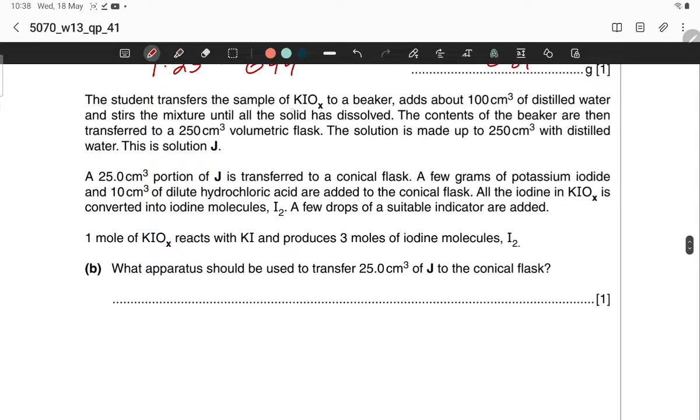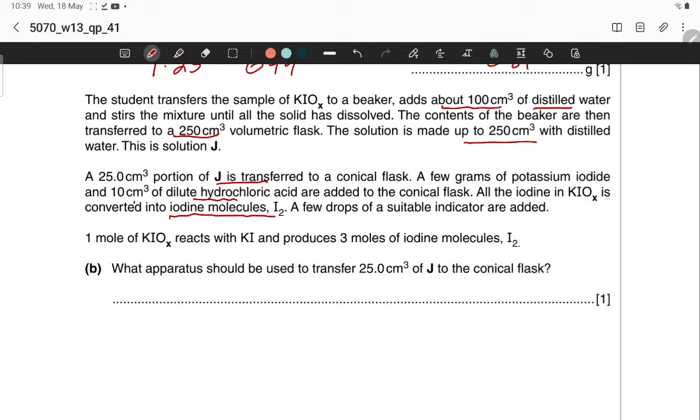The student transferred the sample of KIO_x to a beaker with about 100 cm³ of distilled water and stirred the mixture until all the solid has dissolved. The contents of the beaker are then transferred to a 250 cm³ volumetric flask. The solution is made up to 250 cm³ with distilled water. This is solution J. A 25 cm³ portion of J is transferred to a conical flask. A few grams of potassium iodide and 10 cm³ of dilute hydrochloric acid are added to the conical flask. All the iodine in KIO_x is converted into iodine molecules, I2. A few drops of a suitable indicator are added.